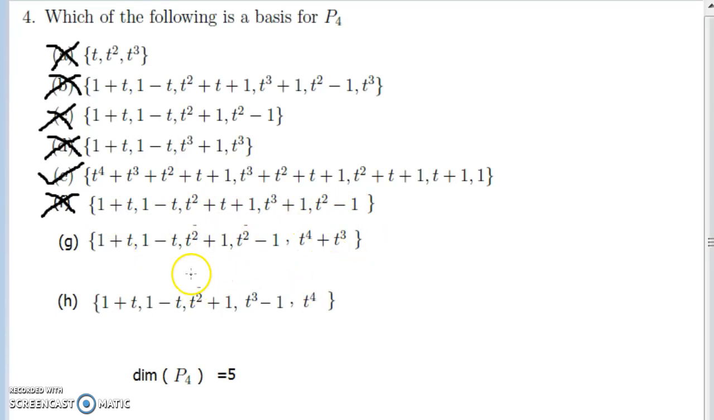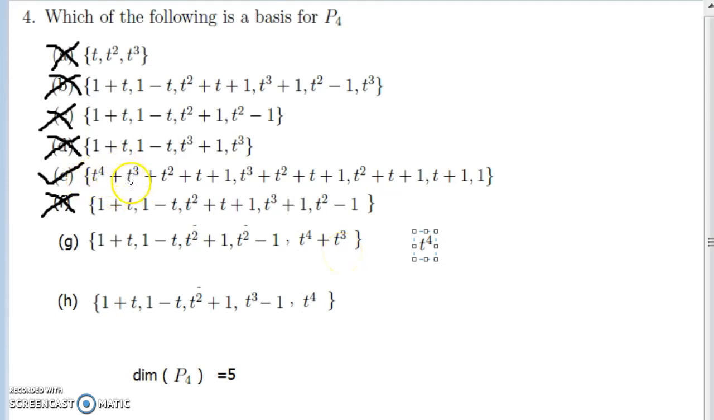Alright, what about this one here? 1, 2, 3, 4, 5. It has 5 elements. It also has t to the 4 somewhere here. But the question is, can we get t to the 4 by itself? Is it possible to take a linear combination of these elements and get t to the 4 coming out? The answer is no. t to the 4 cannot be a linear combination of these because when you take this thing together with all the other things, t cubed doesn't get cancelled away.